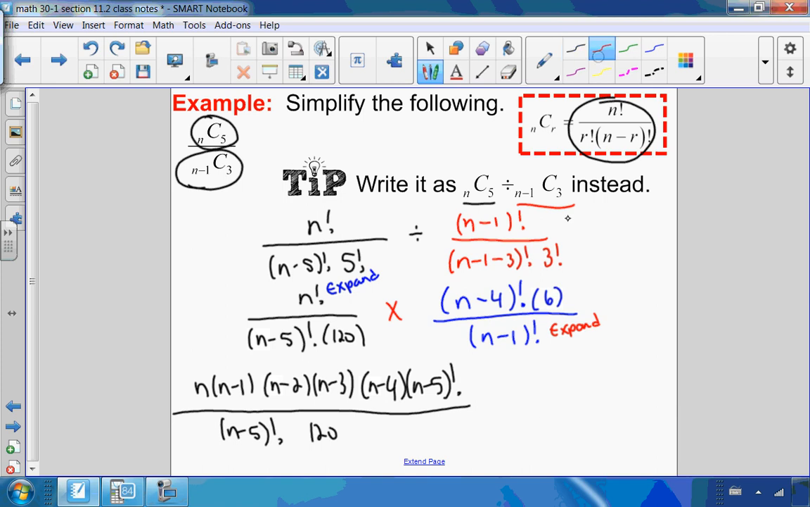Okay, and then I'm going to multiply that by, in this one here, I'm going to expand the denominator. So n minus 1, 1 less, 1 less, and 1 less. I can stop because I have a match. n minus 4 factorial times 6. Okay, so for here I have my n minus 5 factorial and n minus 5 factorial cancel. Here I have n minus 4 and n minus 4.